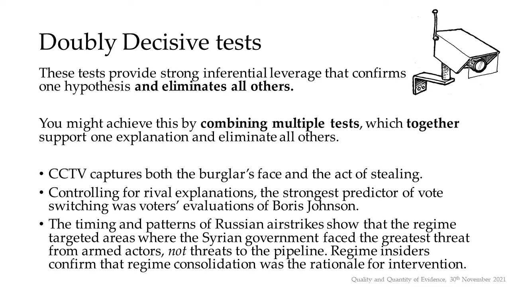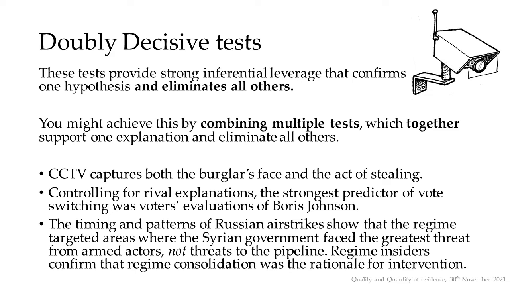Finally, doubly decisive tests are the most powerful. These tests provide strong inferential leverage that confirms one hypothesis and eliminates all others. You might achieve this by combining multiple tests, which together support one explanation and eliminate all others. If we're detectives, then a doubly decisive test might be CCTV that captures both the burglar's face and the act of stealing. For our research questions, doubly decisive tests might involve multivariate statistical analysis of various different possibilities and the finding that, controlling for rival explanations, the strongest predictor of vote switching was voters' evaluations of Boris Johnson. That would clearly put Johnson's leadership in the frame as the key explanatory factor and rule out alternatives.